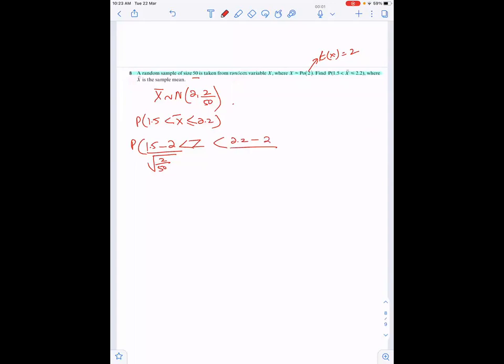Minus 2 upon 50, and then whatever numbers come here and here, find the probability through the table. Clear? You want me to complete this question? Okay, can you calculate this for me? I'm calculating this. Okay, fast.